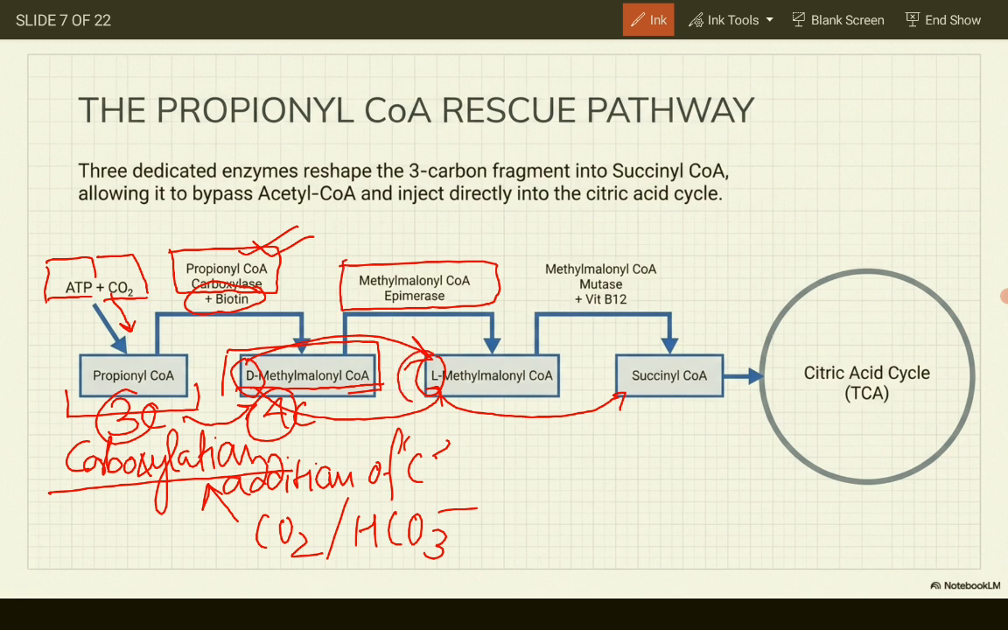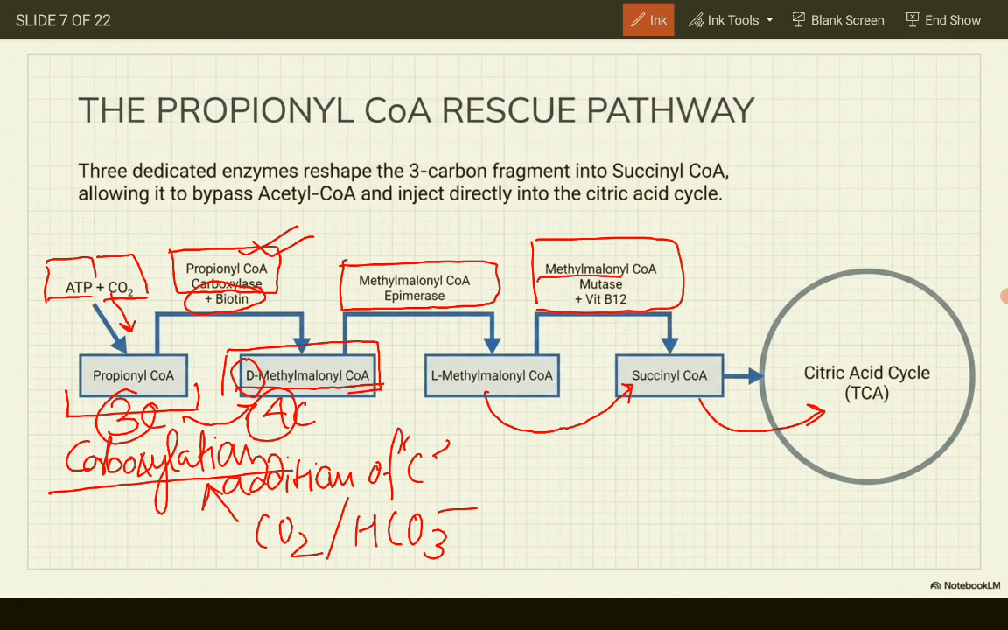Once this epimerase converts it into L-methylmalonyl CoA, the next step is that L-methylmalonyl CoA is converted to succinyl CoA, which can directly enter the TCA cycle. This happens by the enzyme methylmalonyl CoA mutase. This mutase enzyme helps in the production of this molecule, and the cofactor required by this mutase is vitamin B12.